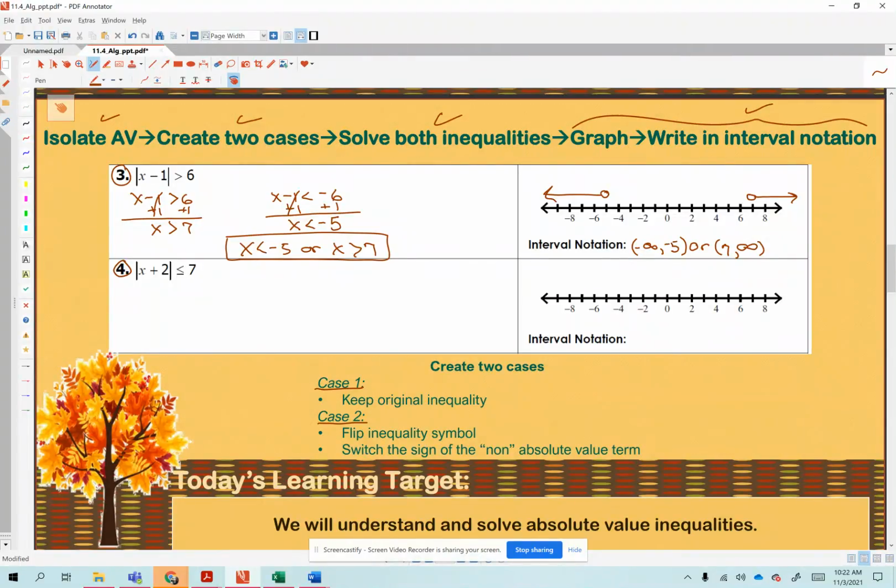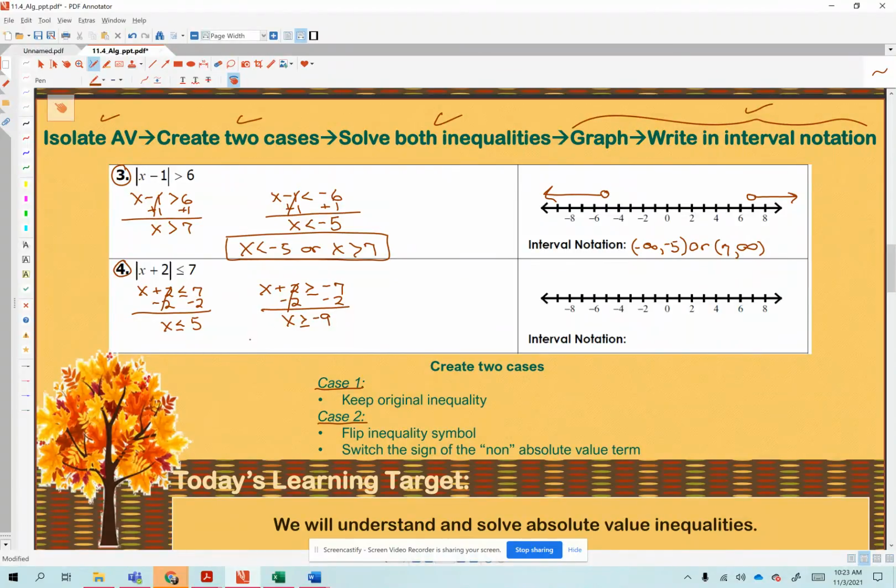Okay, try number 4 on your own. Okay, so absolute value here is isolated. The absolute value of x plus 2 is less than or equal to 7. So x plus 2, flip the inequality symbol, make the 7 negative. We'll subtract 2 from each side to have x is less than or equal to 5. We'll subtract 2 from either side here to have x is greater than or equal to negative 9.